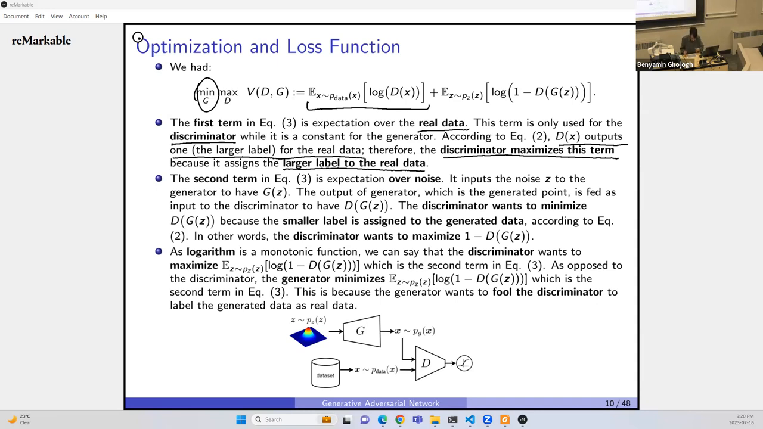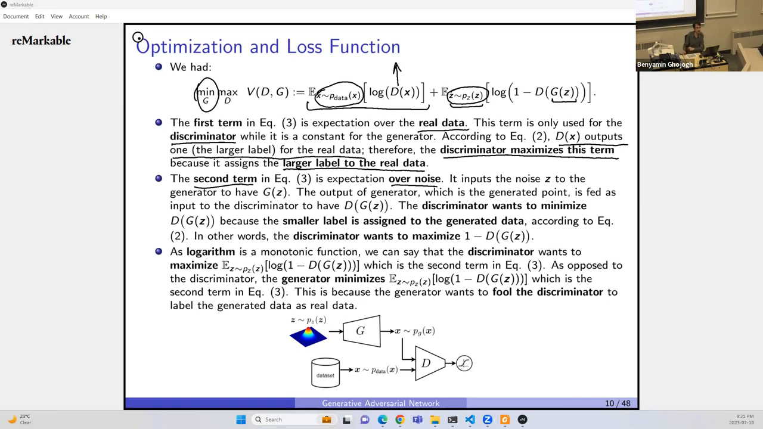Now let's talk about the second term. The second term in equation three is the expectation over noise. First off, why do we want to maximize it? Because the first term is an expectation over data, and data should be real, and for real, the discriminator should output one, right? The second term is an expectation over noise. Therefore, it should output zero, ideally. Expectation over noise means you're having an expectation over fake data, because noise is fed to the generator and it gives you fake, generated data. So this is an expectation over generated data. So for D, D should output zero for that, right?